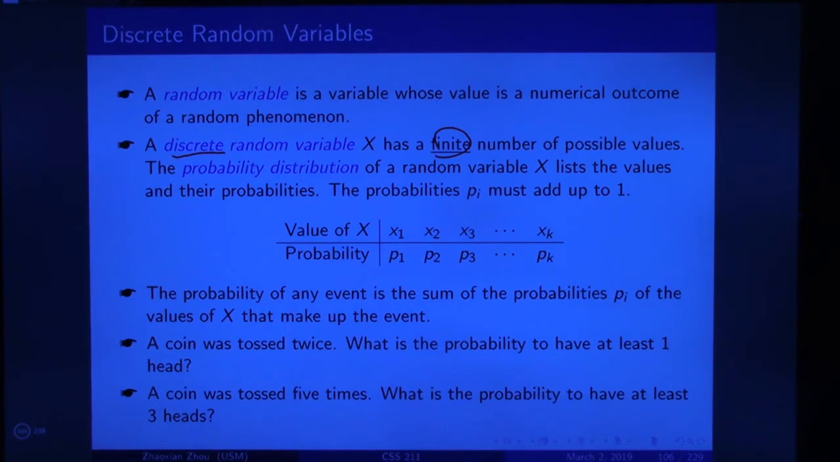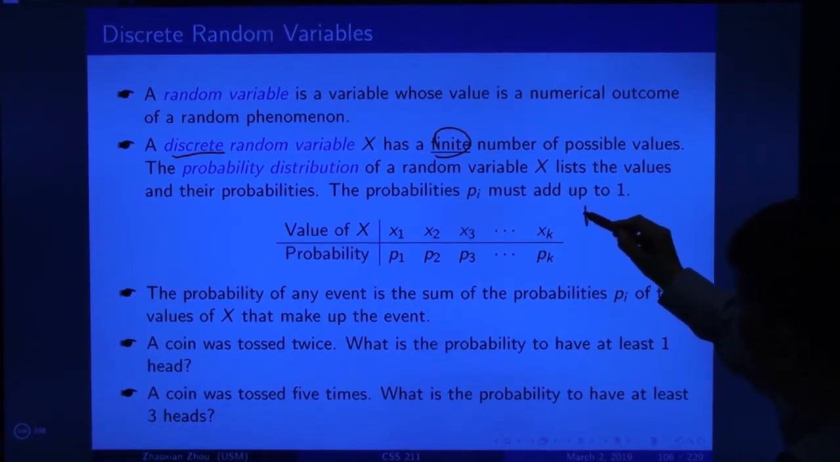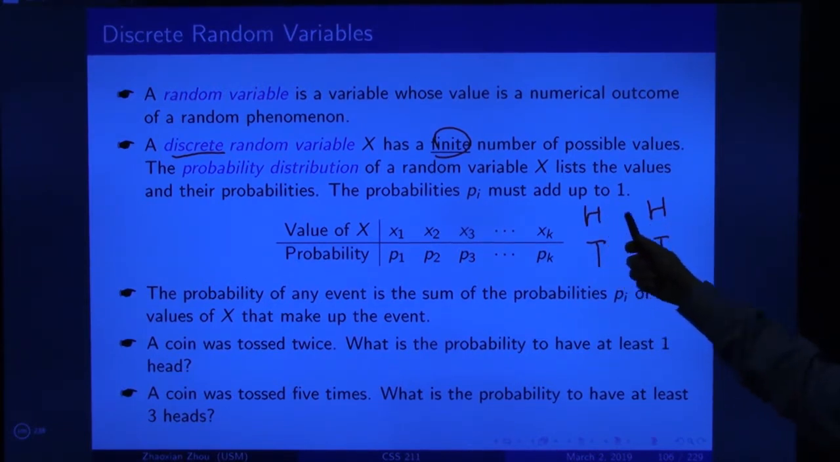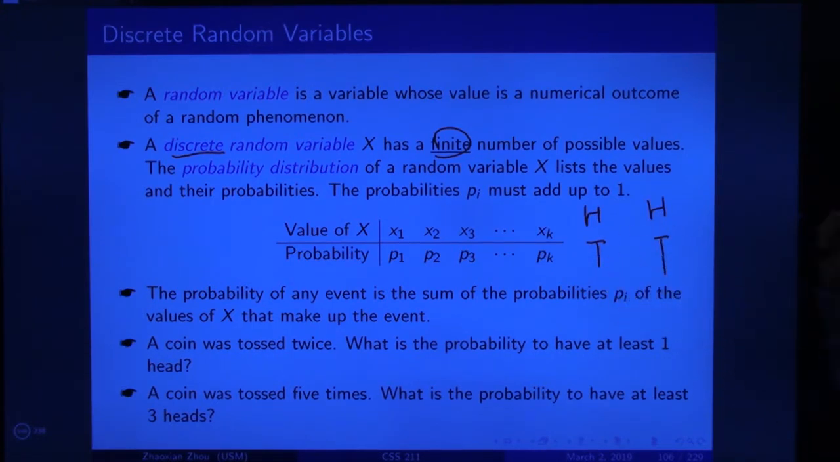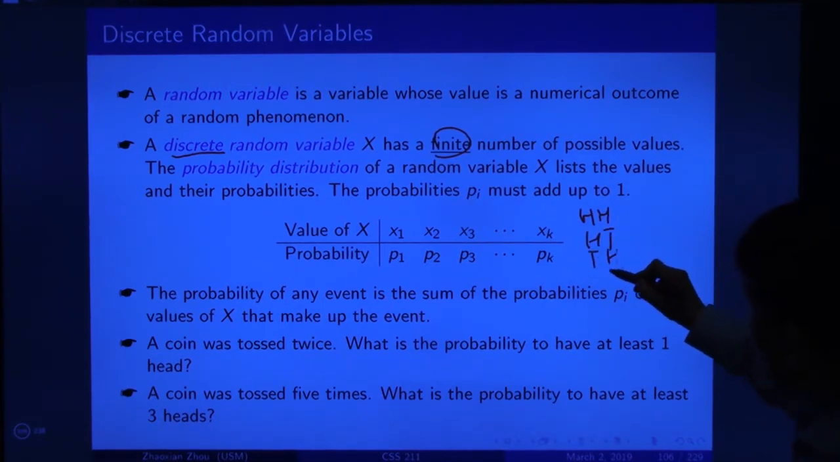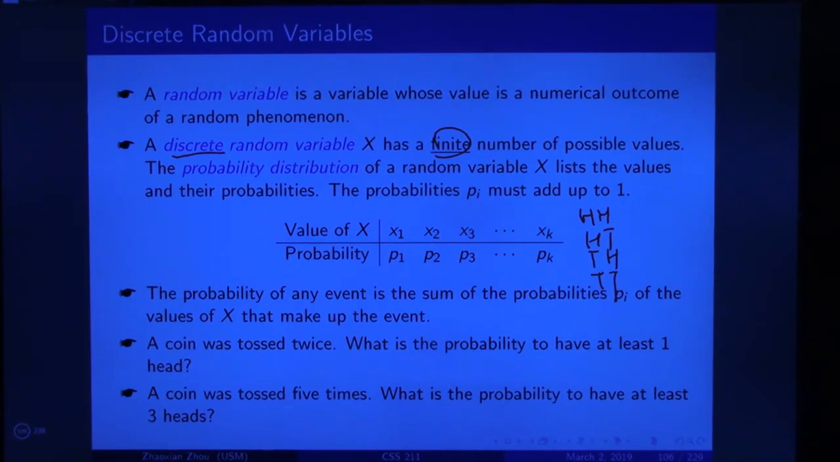Here we have two examples. The first one is very easy. A coin was tossed twice. What is the probability to have at least one head? So we have a coin tossed twice. The first time may be a head or a tail, and the second time also may be a head or a tail. So the total possible outcomes are head-head, head-tail, tail-head, and tail-tail. So HH, HT, TH, and TT. So we have 4 possible outcomes.